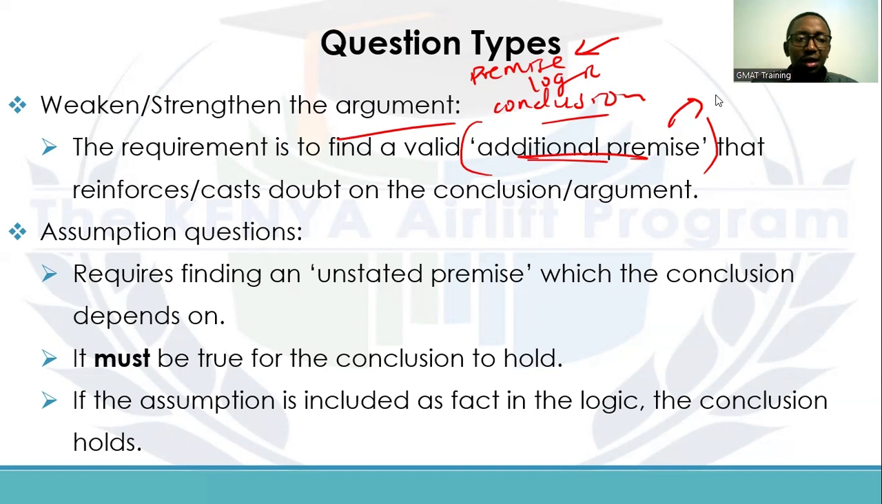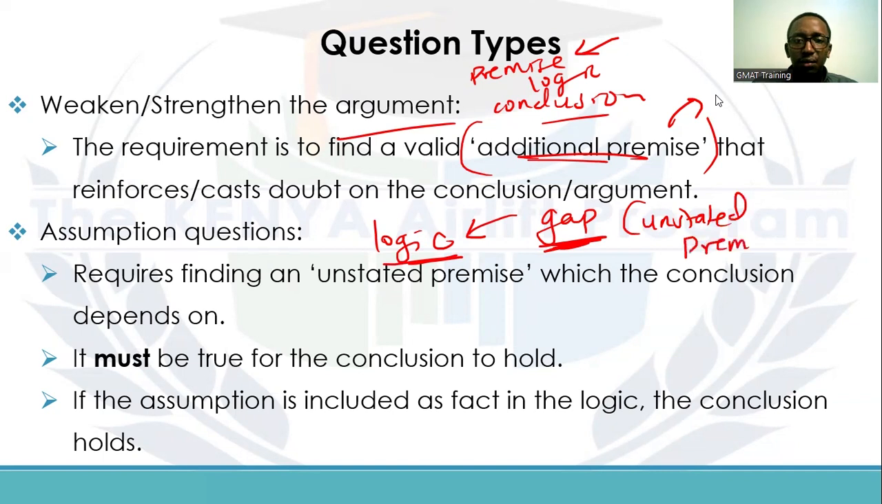or strengthening the argument. Going on to assumption questions, these require finding an unstated premise, which the conclusion depends on. So remember, if we have a conclusion, there should be logic behind it. So in assumption questions, we find that the way this logic is drawn, it has a gap. So this gap is what we are calling an unstated premise. So it's something that's not said that must be true for this conclusion to hold.